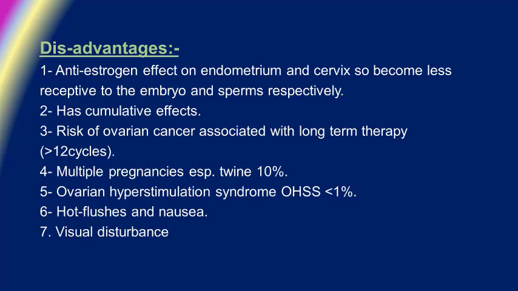Risk of ovarian cancer. It's very rare, especially when we use it for a long period of time, more than 12 cycles. Multiple pregnancy, especially twin pregnancy, in about 10%. Ovarian hyperstimulation syndrome is rare with Clomid, less than 1%. Hot flash and nausea. Visual disturbance.